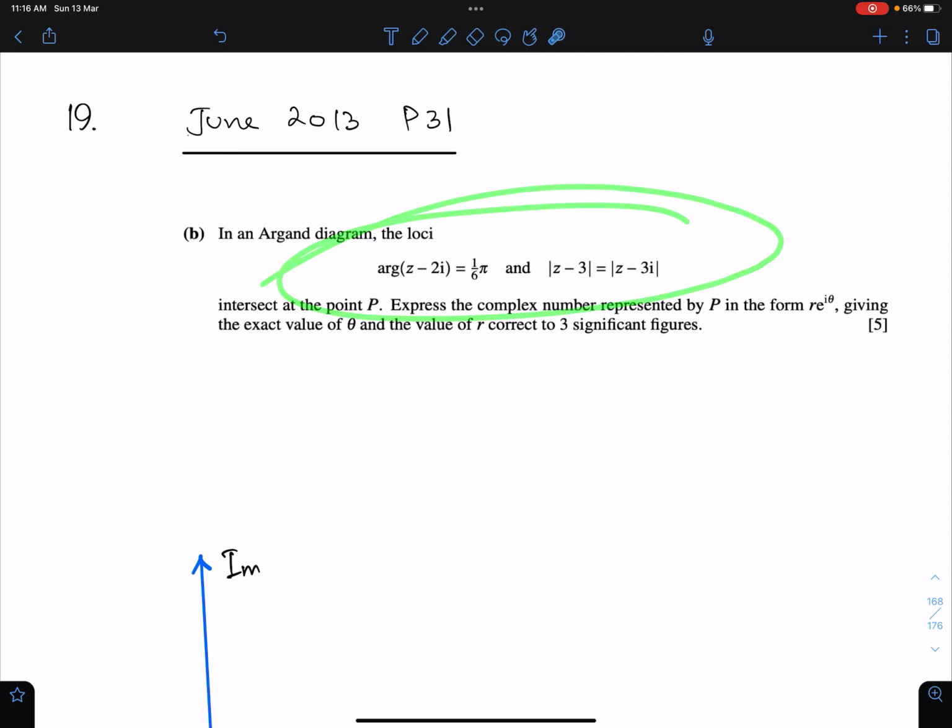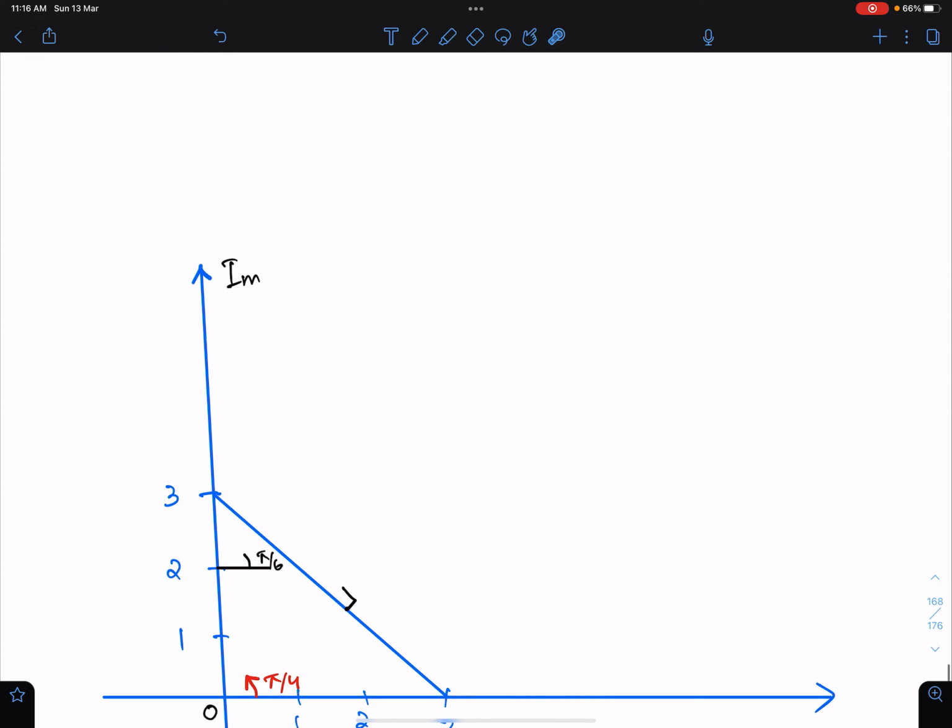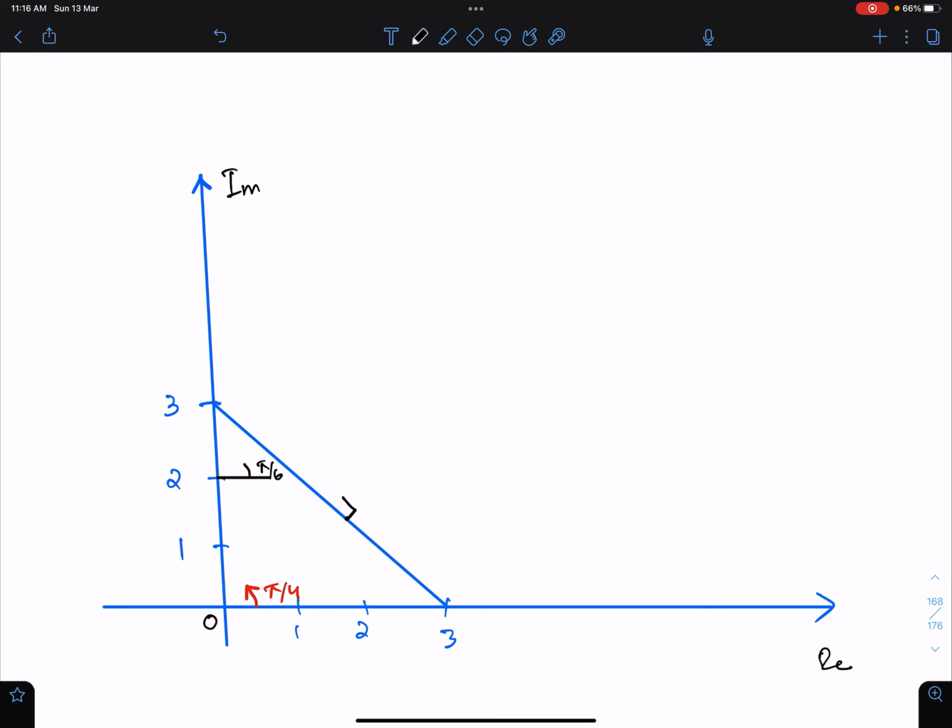Well, this means perpendicular bisector. The locus of z is the perpendicular bisector of 3 and 3i. Here is the perpendicular bisector of these two complex numbers, 3 and 3i.